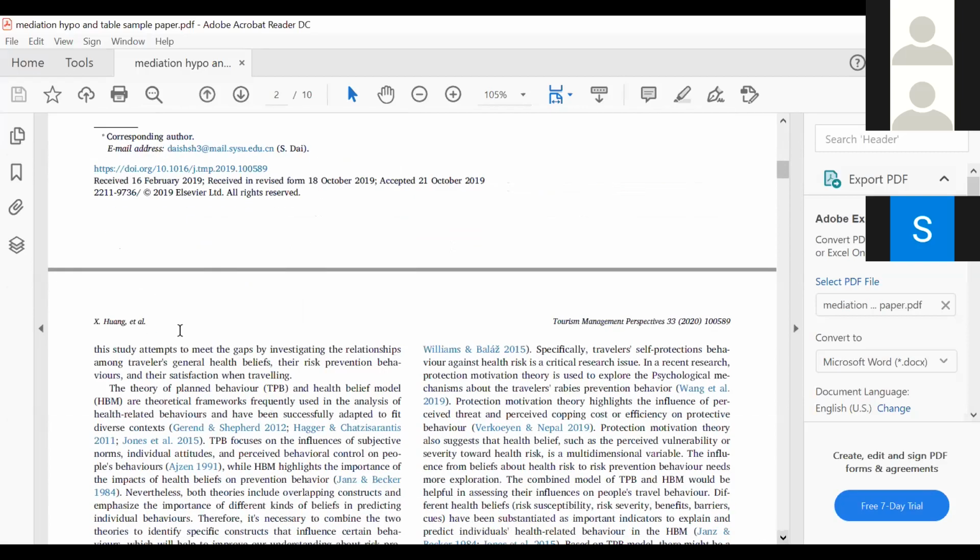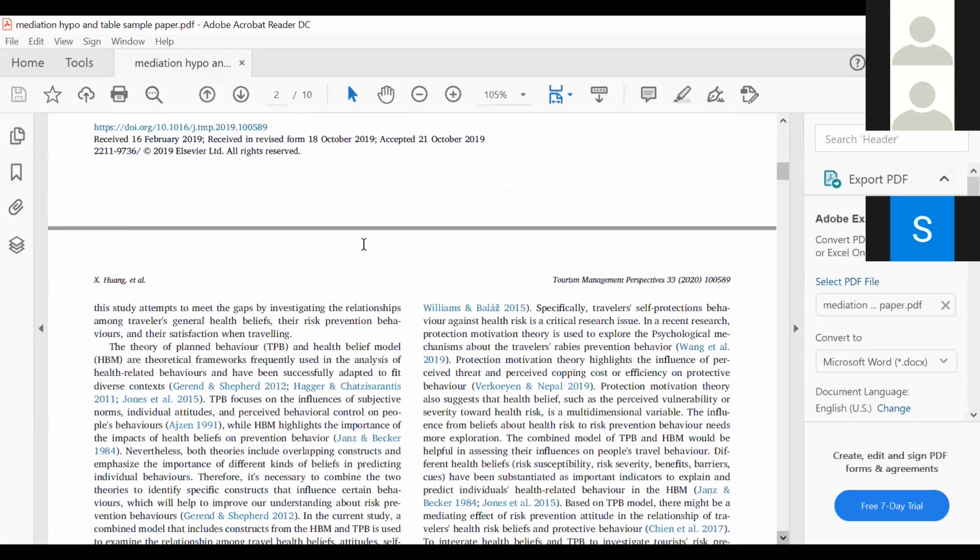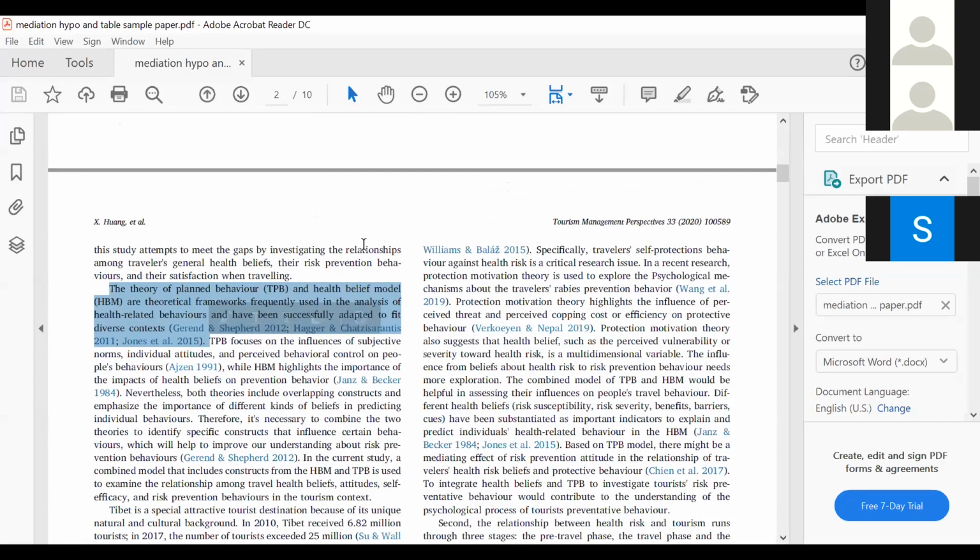नेक्स्ट आ जाते हैं, just read out for you, have to move a little faster. The theory of planned behavior and health belief are theoretical frameworks frequently used in the analysis. So, in the introduction itself, you have to pick up a past theory.